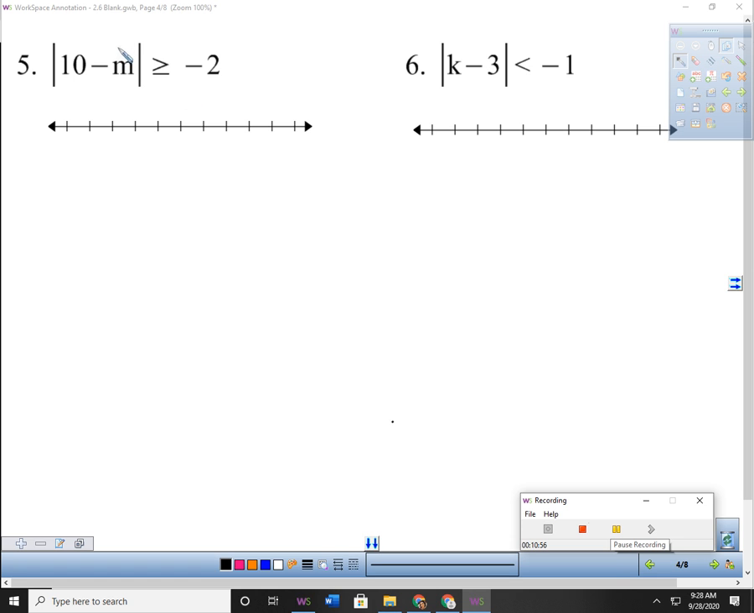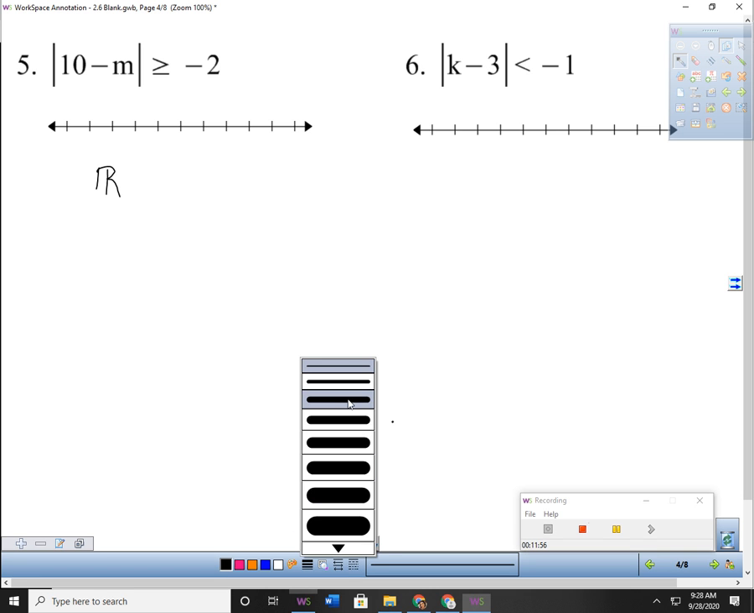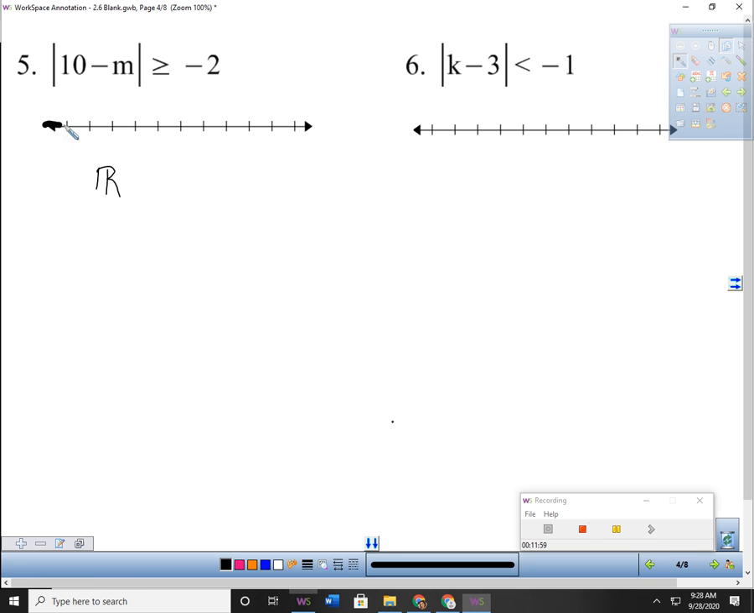So since it doesn't matter what number I plug in for m, every single time it's going to be bigger than the -2. So therefore, this would be all real numbers, and then the way you shade that is, you just shade the whole number line, and put your arrows on the end. What is that?